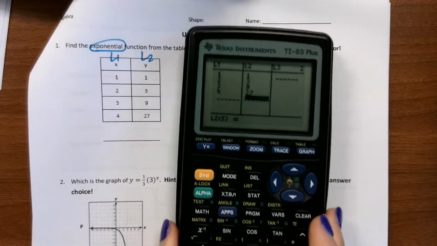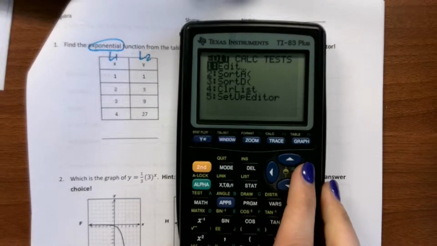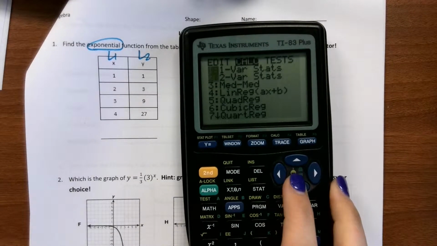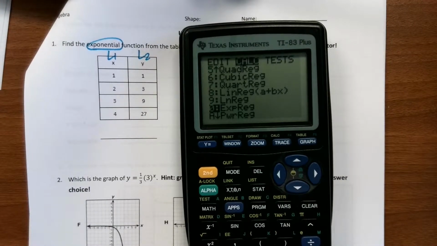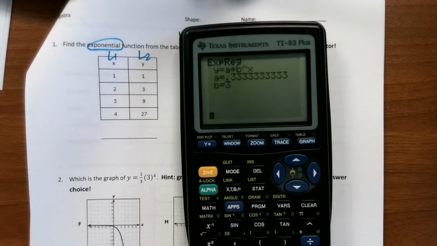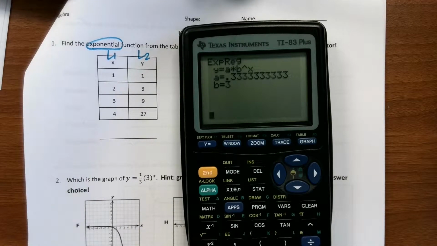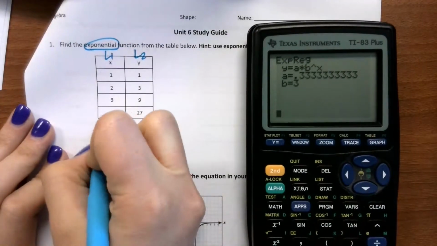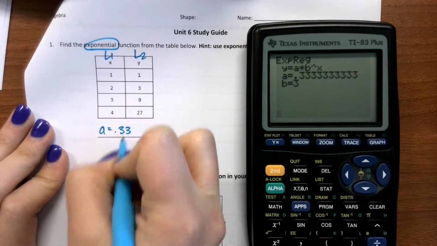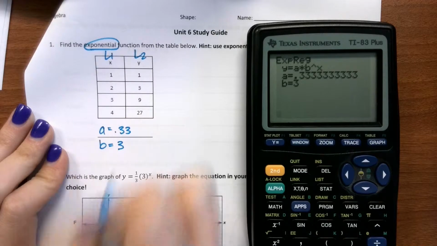Exponential regression means that I'm going to click stat again, over to calculate, scroll down, and you'll see exponential regression is number 0. Enter. And it calculates my equation for me. My A value is 0.33. My B value is 3.